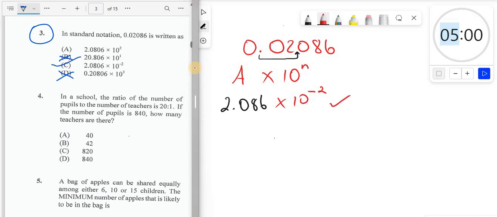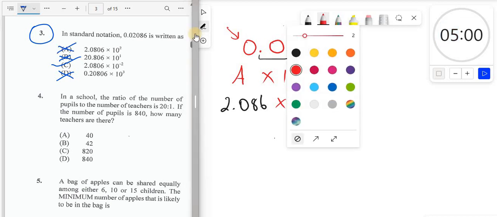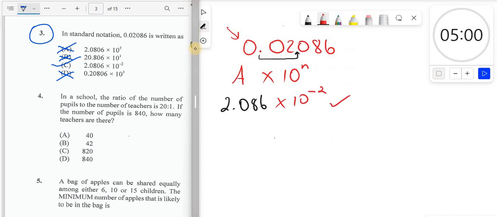But the point I want to mention here is this, that once the numbers start with 0, it should be a negative power. And right away, you can cancel off the A, because we don't have a negative power there, right? We can cancel off the B, we can cancel off the D. Only C has a negative power.